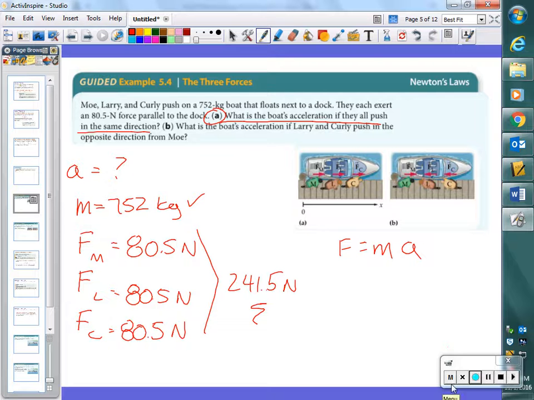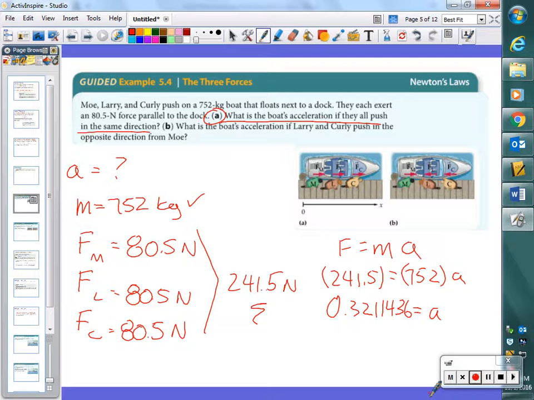And we know that the force in this case is 241.5. The mass, 752. And it should be something a little less than 0.33. When you have your calculator out, go ahead. Claire, did you do it right? So 0.321461436. Are there two ones in there? Is that what I? Yeah.